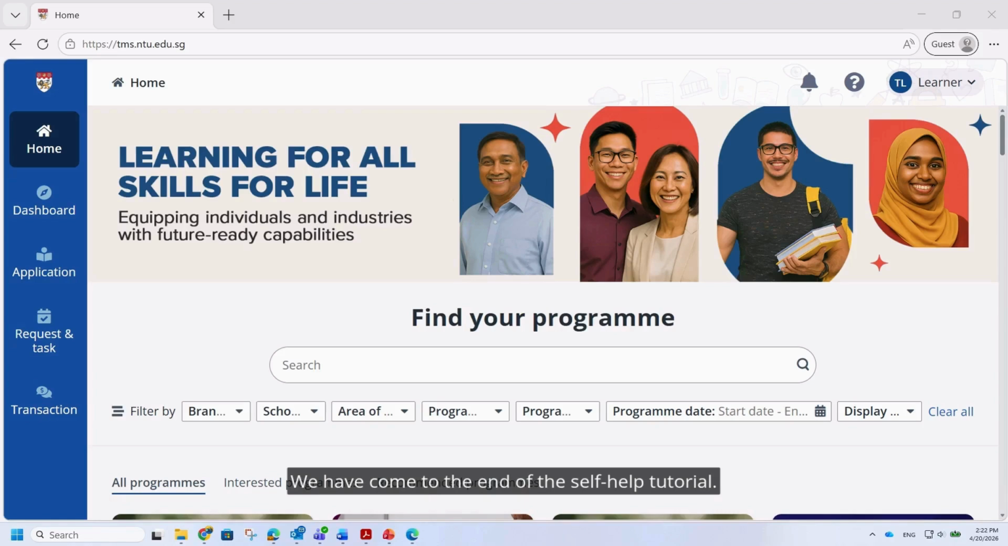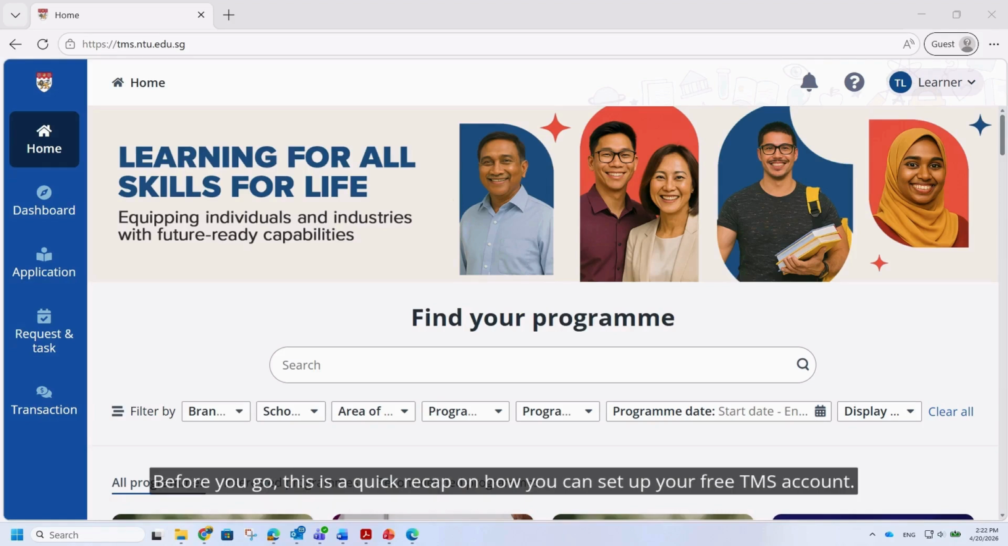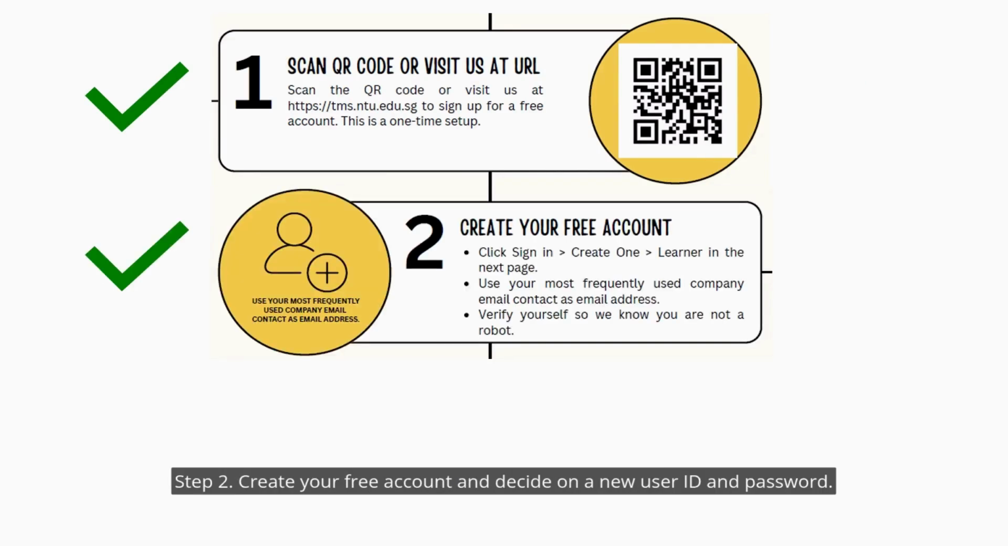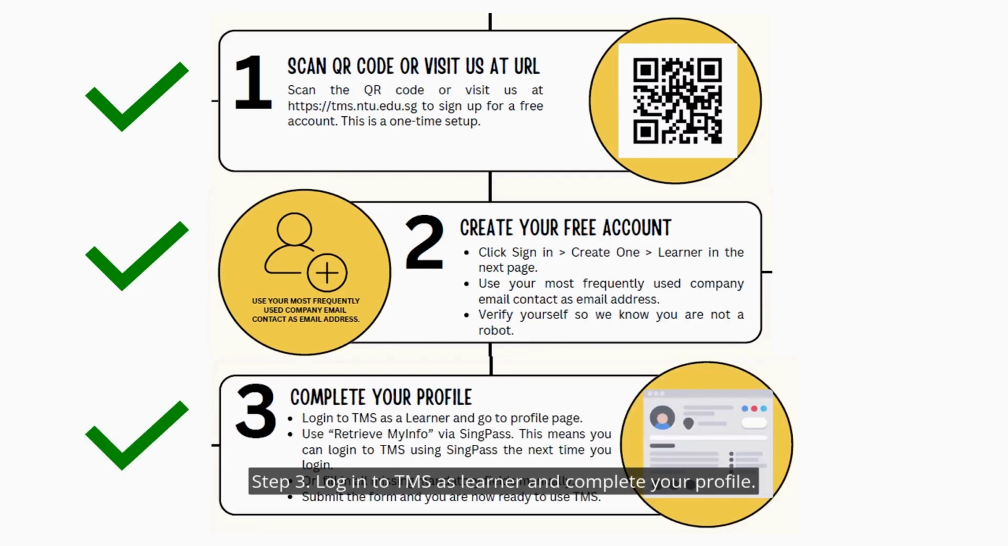We have come to the end of the self-help tutorial. Before you go, this is a quick recap on how you can set up your free TMS account. Step 1. Visit us at the TMS website. Step 2. Create your free account and decide on a new user ID and password. Step 3. Log into TMS as learner and complete your profile.